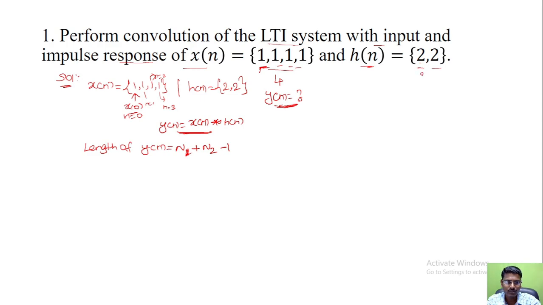So the total number of samples is 2, right? This first sample and the second sample. So there are 2 samples, and here there are 4 samples. So let us assume x of n has n1 equal to 4, and h of n has n2 equal to 2, number of samples equal to 2. So the formula to find y of n is n1 plus n2 minus 1. This is the general formula.